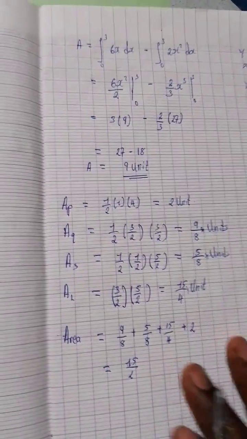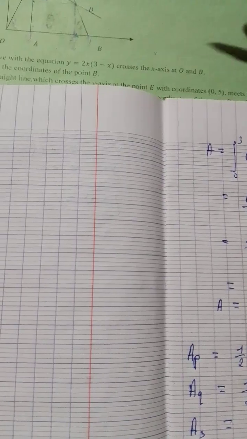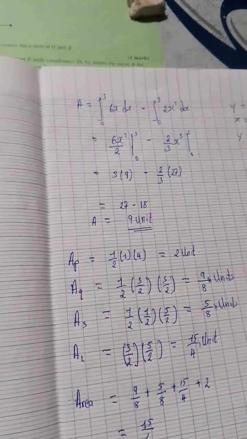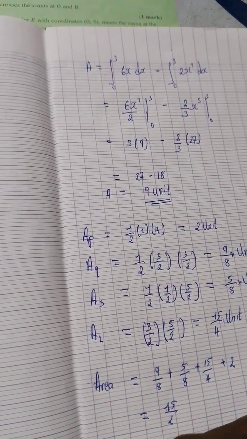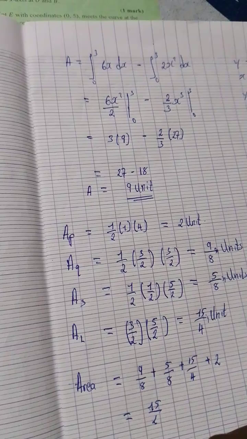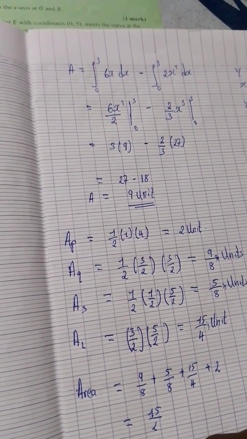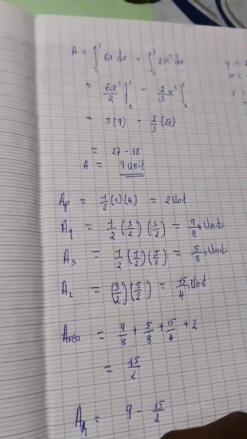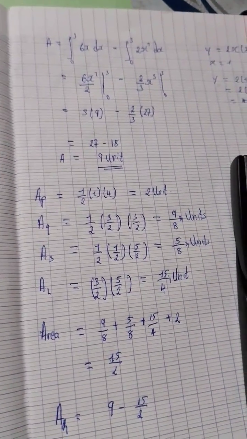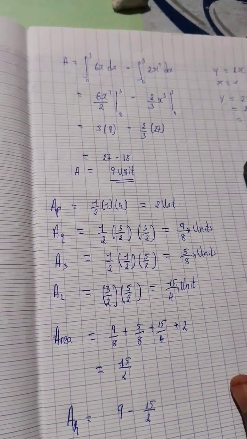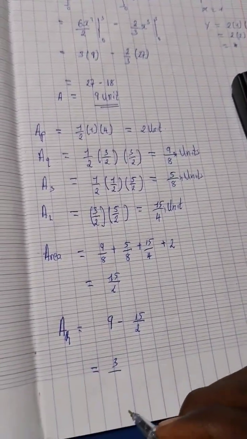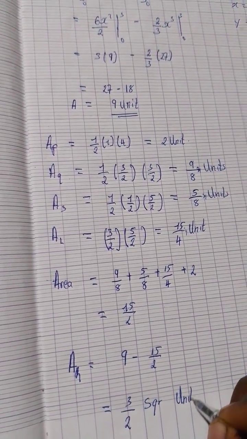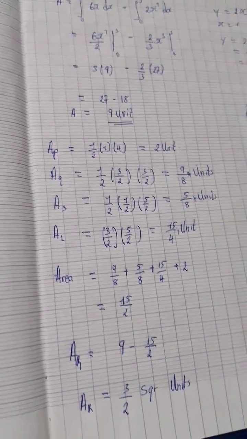So, as I was saying, it will mean that the area of the region R will be equal to the total area, this guy, minus this area here. So the area of R will be equal to 9 minus 15 on 2, which is equal to 3 on 2 square units. So the area of the region R is 3 on 2 square units.